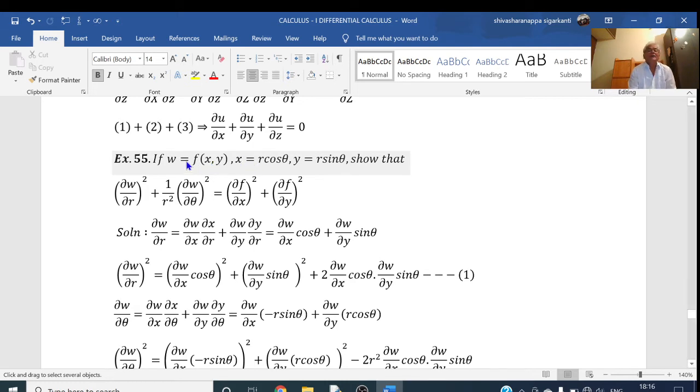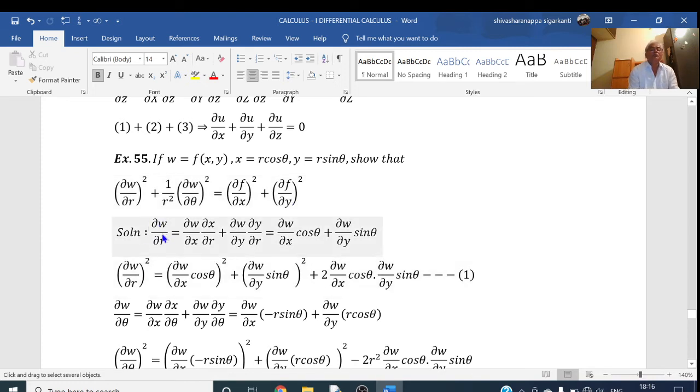Then as x and y are functions of r and theta, and w is a function of x and y, therefore w becomes a function of r and theta. Then we can find the partial derivatives of w with respect to r and w with respect to theta. So here, what I do is I will find dou w by dou r and dou w by dou theta, then square, divide this by r square, and adding, we may get the right hand side.